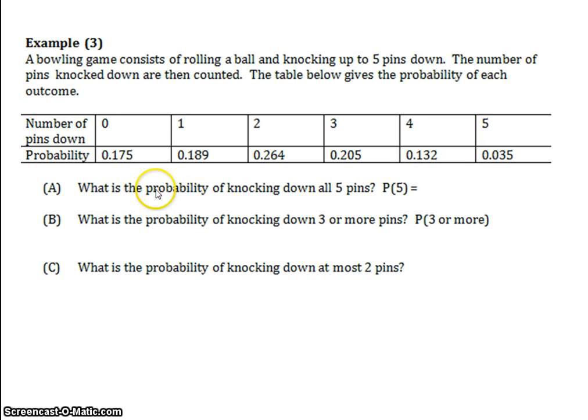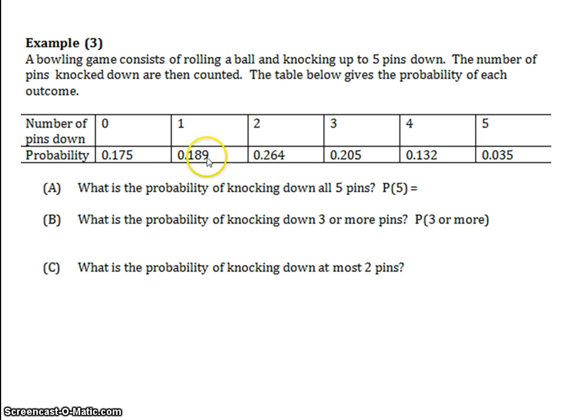Letter A. What is the probability of knocking down all 5 pins? Please write your answer here. Letter B. What is the probability of knocking down 3 or more pins? Now that's written as a capital P and in parentheses 3 or more. And this would be read as probability of 3 or more. Up here this would be read as probability of 5.